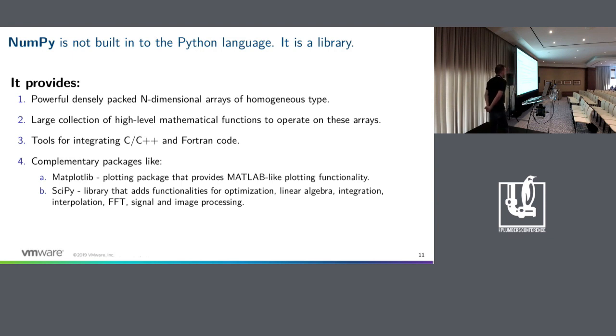NumPy also provides you with a large collection of mathematical functions which operate on top of this array, so you can do many different things. The other nice thing is that if you have C, C++ or Fortran code, you can easily integrate it with NumPy and just use it. Also, you have some complementary packages like matplotlib, which you saw how we used to plot histograms. You have the SciPy library, which adds things like optimization, linear algebra, integration, fast Fourier transformations, and things like this if you need them.